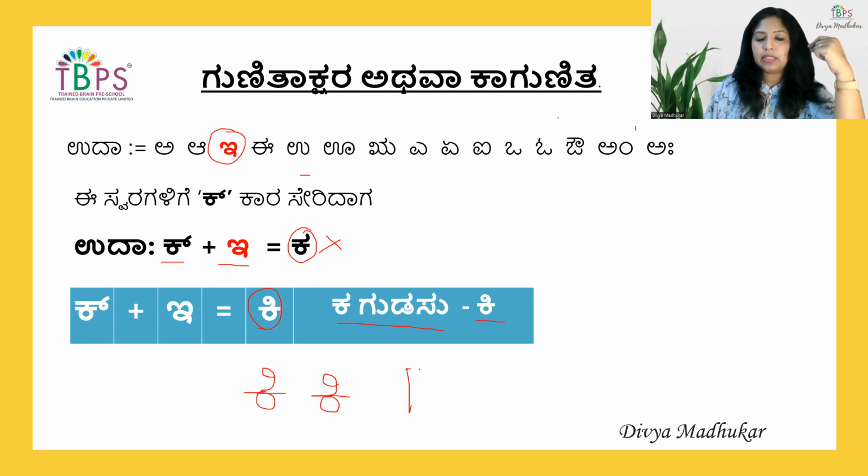Now we have learned three Gunithaksharas. Come on, everybody. We learned that when we add a, you get ka.